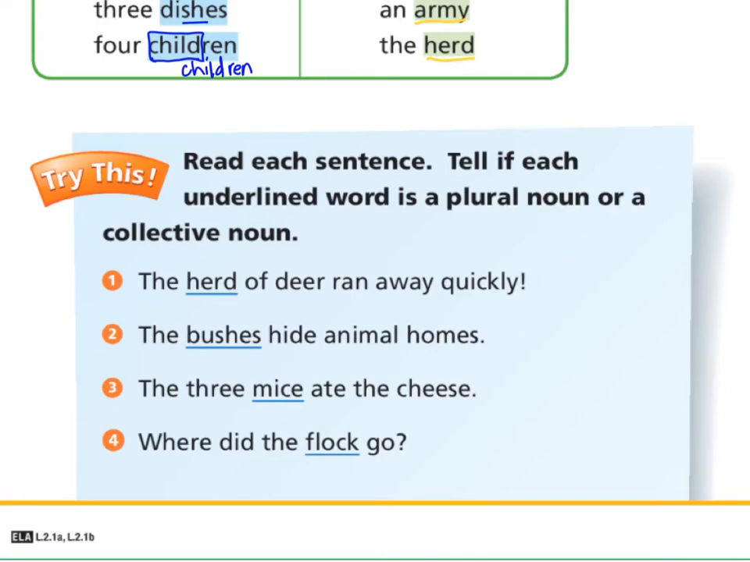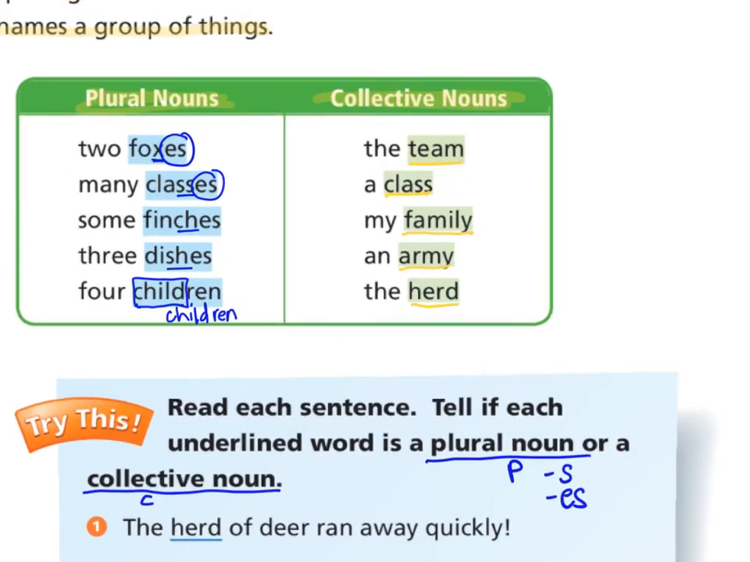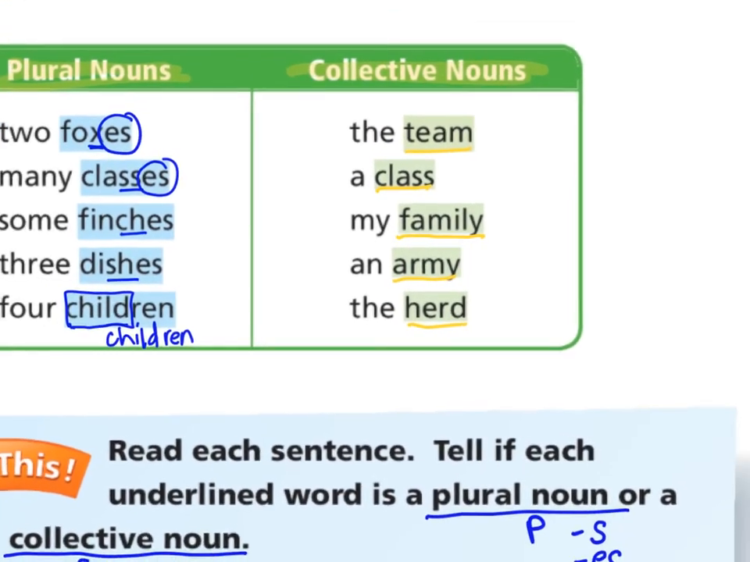Let's do this part together and make sure you do not write in your book. So read each sentence. Tell if each underlined word is a plural noun, we'll label P, or a collective noun, we'll label C. And remember, plural nouns, we add the ending S, ES, or sometimes the word might change entirely, like child and children. And collective nouns, like we saw up here, is a group of things.